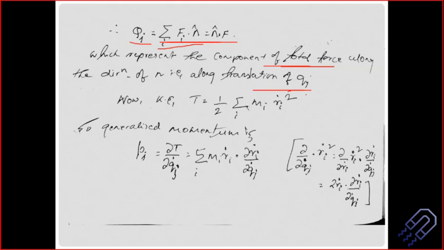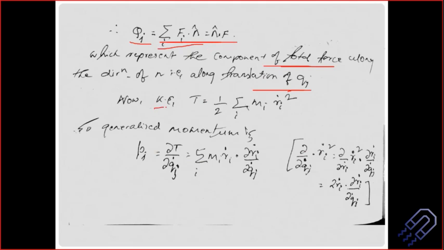Along the Qj direction. And you know Qj and Pj are related. Qj is the generalized coordinate, Pj is the generalized momentum. So if I can represent it in the direction of Qj, I am also talking about the direction of Pj. So this is the representation of the generalized force in the direction of Qj.